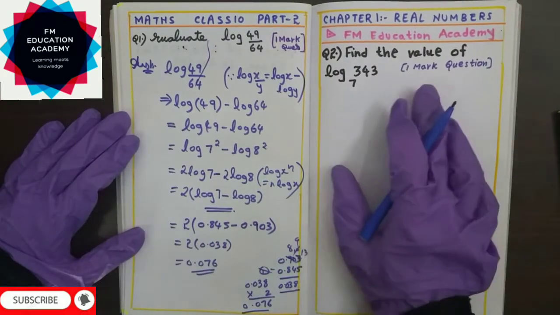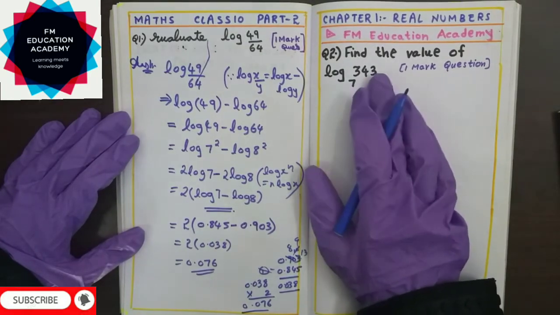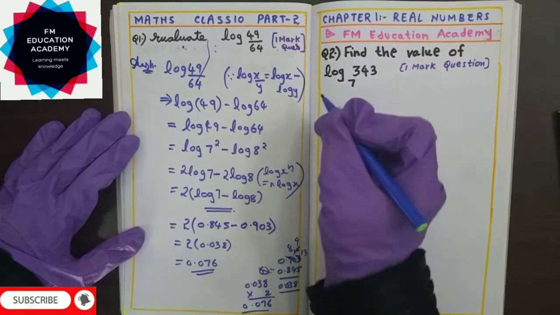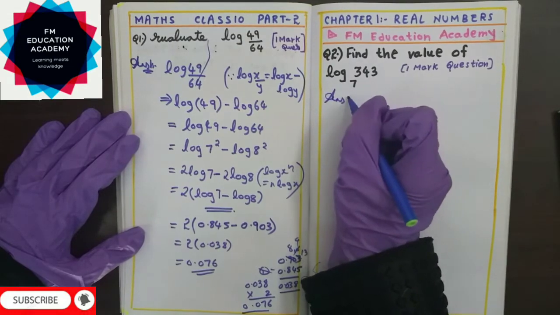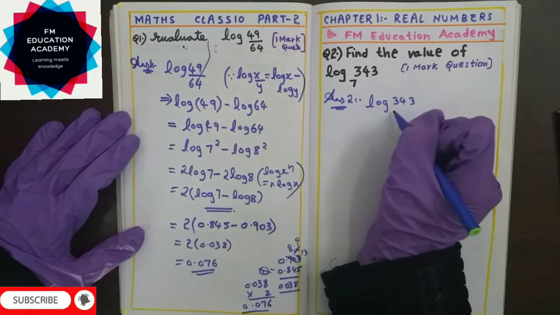Now let us move to the second question, which is also a 1 mark question. If you observe this question, it is log 343 to the base 7. So here also, log 343 to the base 7.